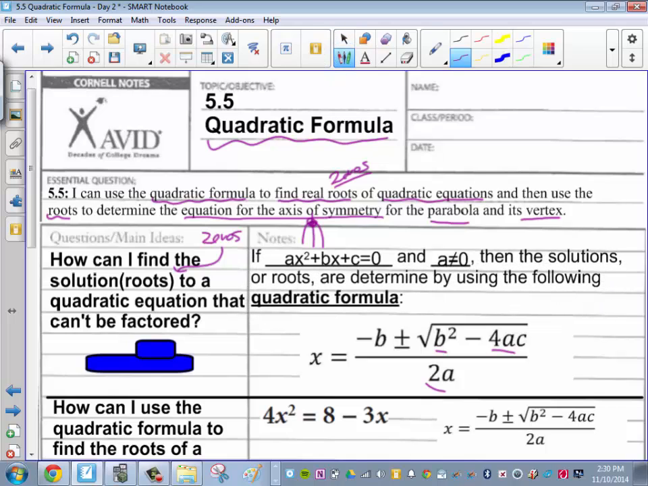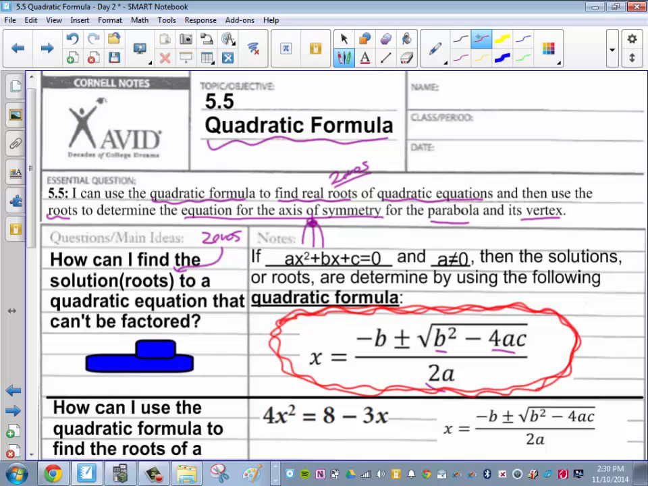This is an important one. This is the biggie, guys. If you forget how to factor, but you don't forget this, you can use this for any situation. That's why I'm circling it so many times. This can be used for anything, any situation.